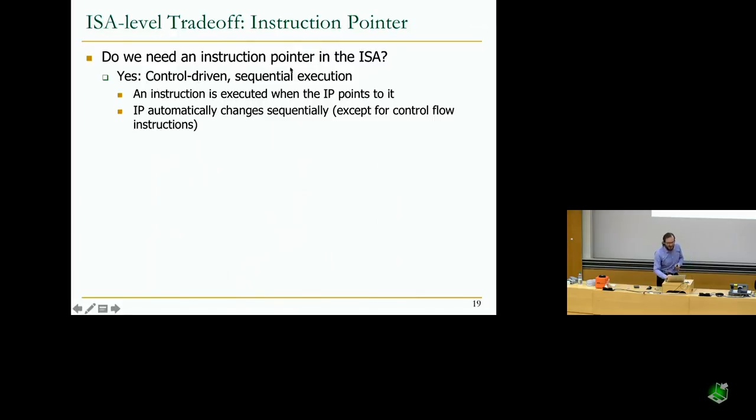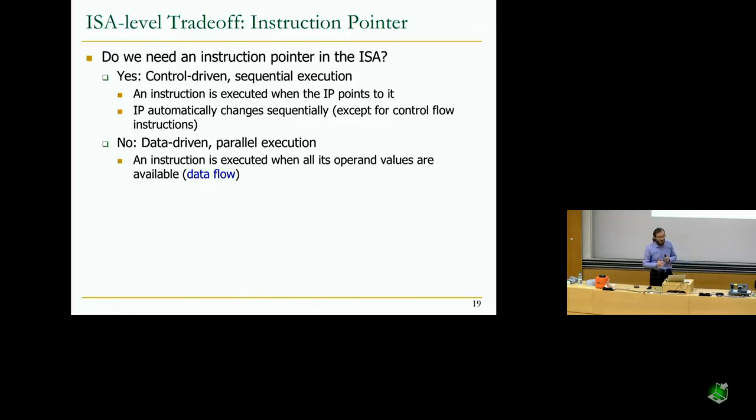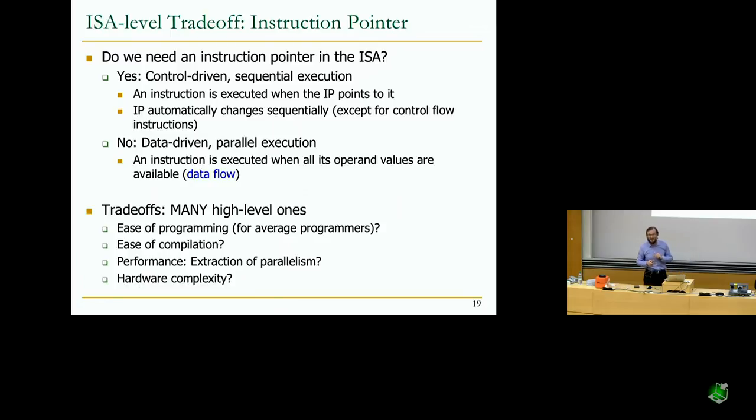It's control-driven sequential execution. An instruction is executed when the IP points to it, and we discussed this already. But if you say no, one model is data-driven parallel execution, right? An instruction is executed only when its operand values are available. So there are many trade-offs related to that, which we're not going to cover in this course. We may get to it a little bit later on. But ease of programming. So many of you said, I prefer the sequential model, right? Because you may not have ever programmed in data flow model. Yeah, that could be a good question, right?